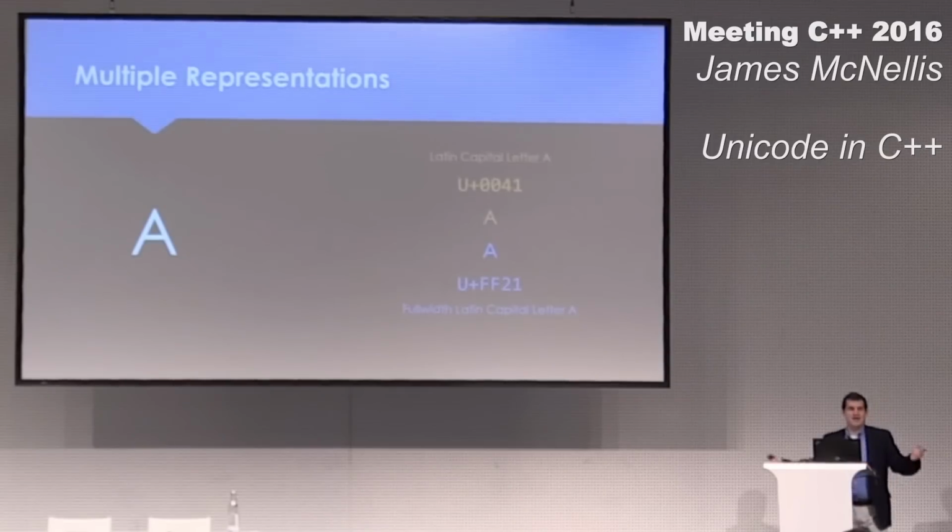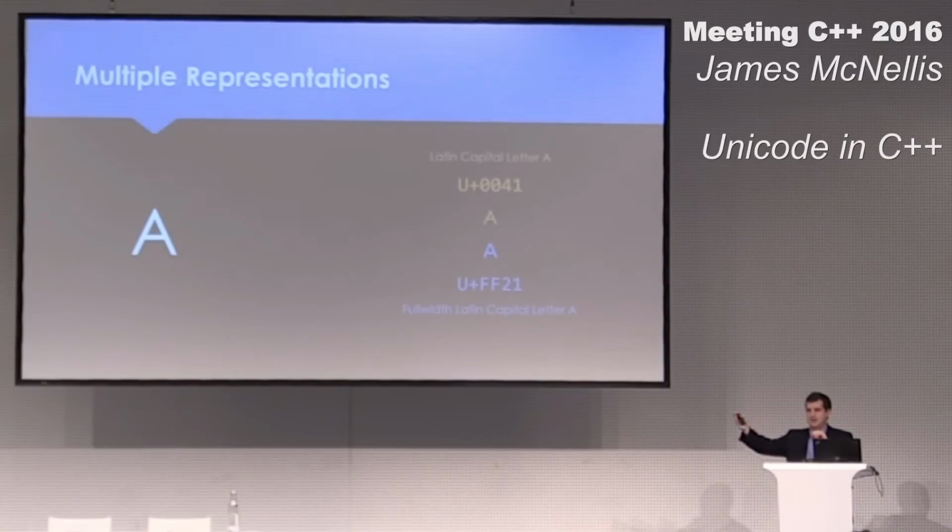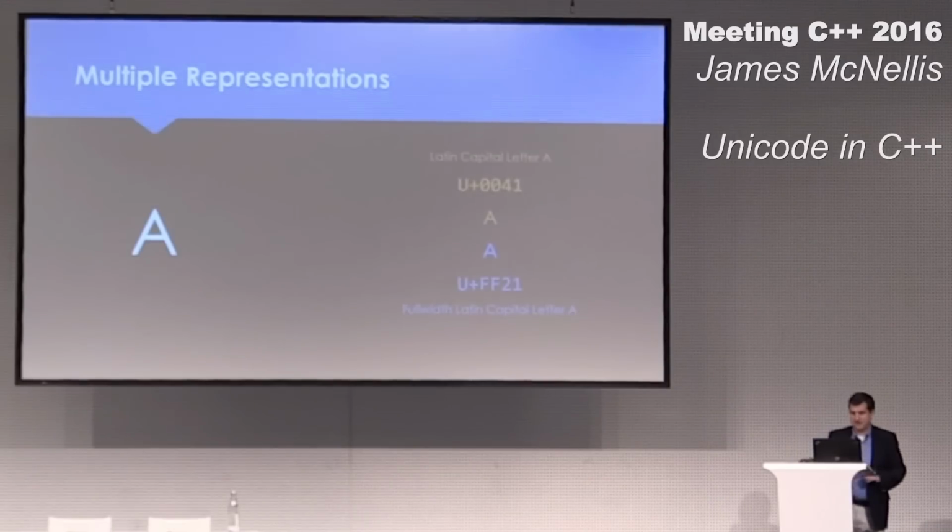It turns out even the letter A has two different representations. We have the Latin capital letter A, and then we have a full-width Latin capital letter A, which is used when you're trying to render the Latin alphabet and CJK characters in fixed width, and you want the Latin characters to take up the same amount of columnar space as the CJK characters.